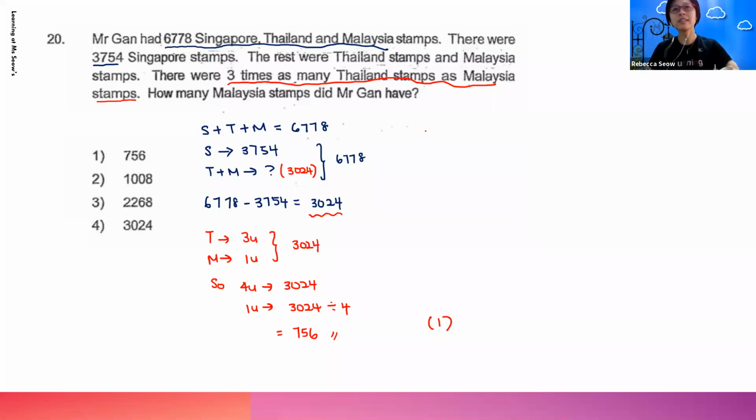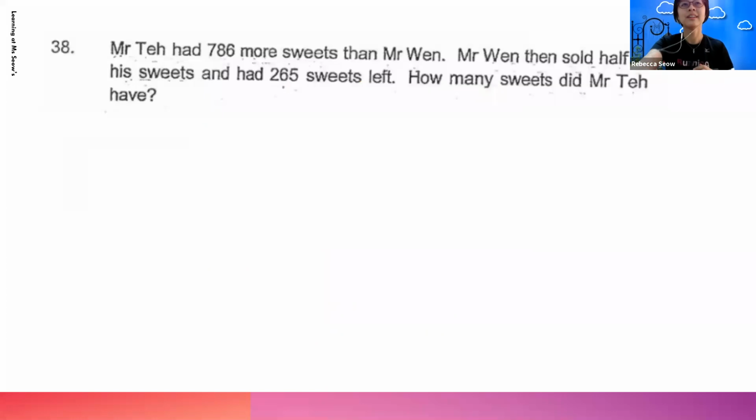Please let me know if you have questions with regards to the working, and then I can explain further if you need. Right, the third question over here is on sweets. Mr. Tay had 786 more sweets than Mr. Wen. Mr. Wen then sold half of his sweets and had 265 sweets left. How many sweets did Mr. Tay have? So again, I'm going to leave you with a minute or two to work this question out. Looks like it's getting harder, right? Yeah, question 38 now. No more MCQ.